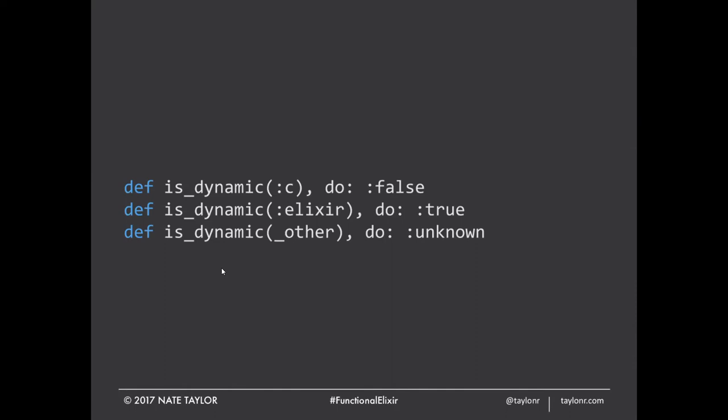So I could have just left it as dynamic underscore, but you can also give it a variable name and just prefix the variable name with an underscore so that you can communicate to the people reading your code. And so that's what I did here, is to say, okay, any other programming language, we're going to say unknown. So we'll walk through how this works.